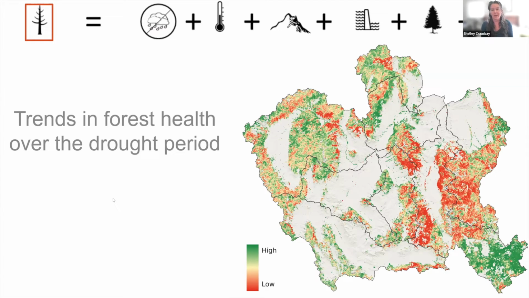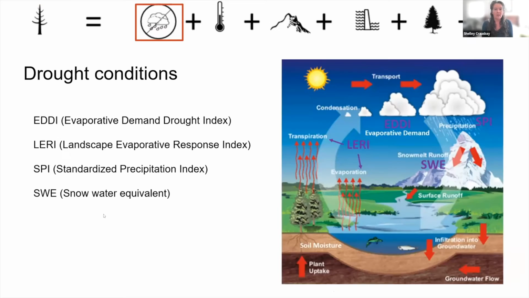This is work led by Megan Halabisky and others that looks at the trend in forest health over this 6-year-long drought period. This is using NDVI data from Landsat. The red areas show you where there were substantial losses of tree health during this time period, and essentially tree mortality.